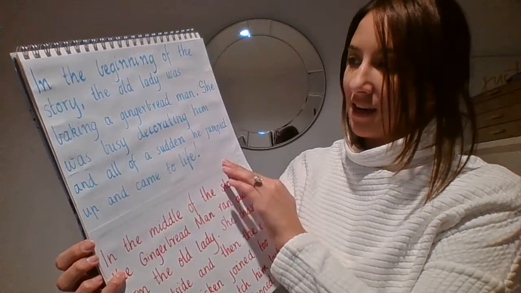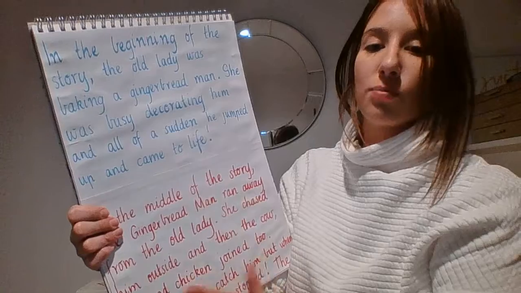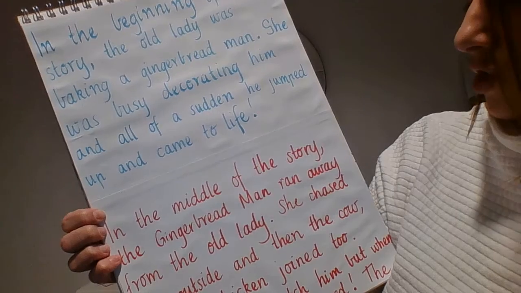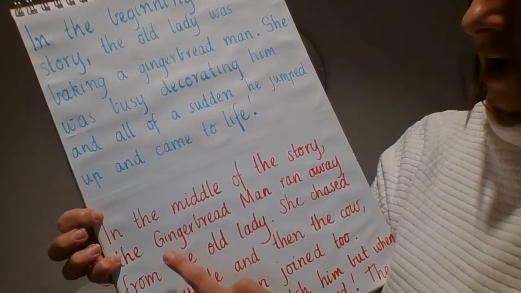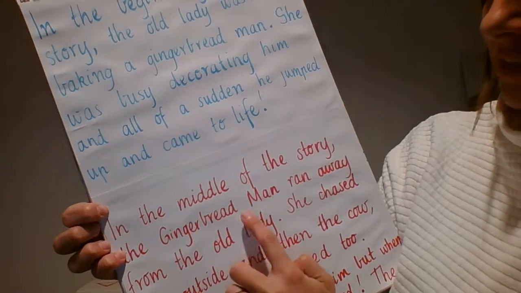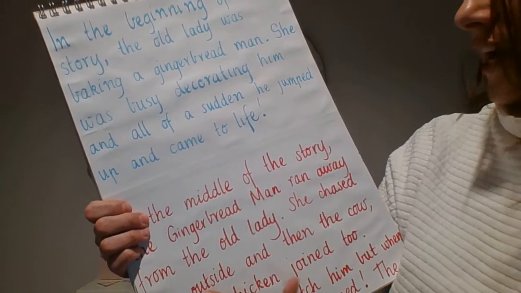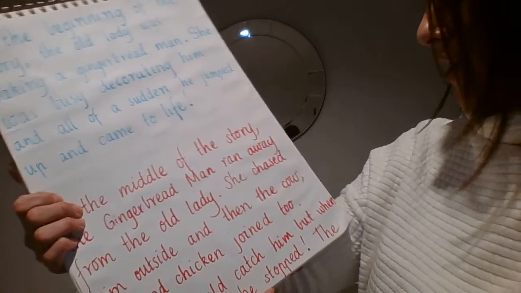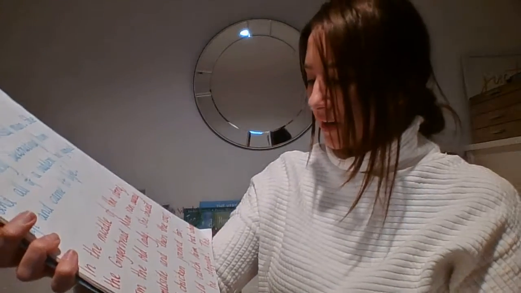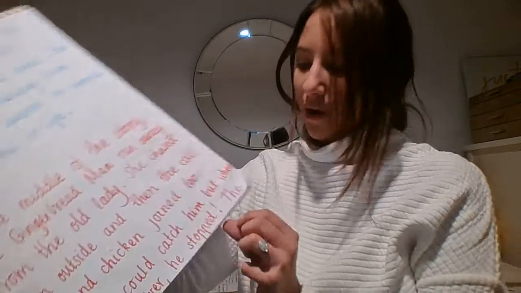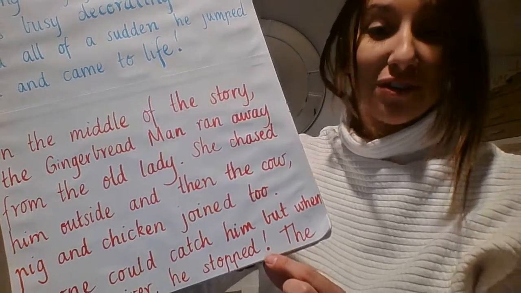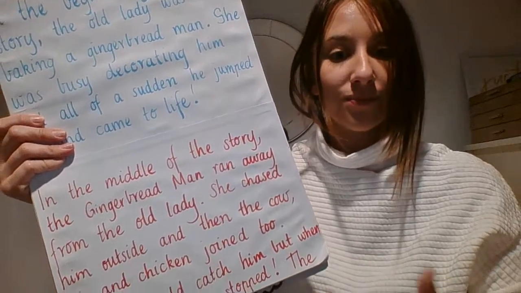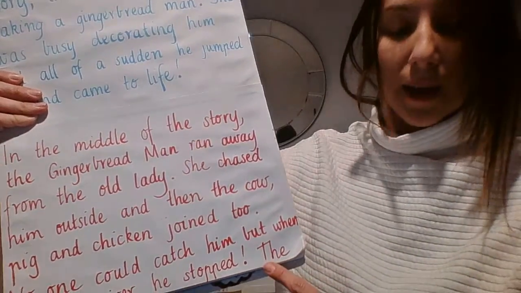I've left a space here. So this is a paragraph, this is a new paragraph. In the middle of the story, the gingerbread man ran away from the old lady. I've used capital letters for characters' names. She chased him outside, and then the cow, pig, and chicken joined too. No one could catch him, but when he saw a river, he stopped! Now I've used an exclamation mark. Okay, I haven't used a full stop to end that sentence because I wanted it to be read with extra expression. I'm starting my next sentence, of course, with a capital letter.